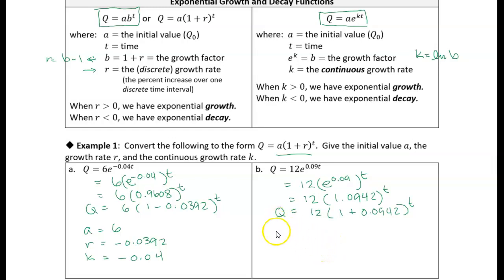All right, so what's a? What's the initial value? Well, that's 12. R we can just read right off of the equation: 0.0942. And then our k value, we can just go back up to the original equation, and so our k value is 0.09.